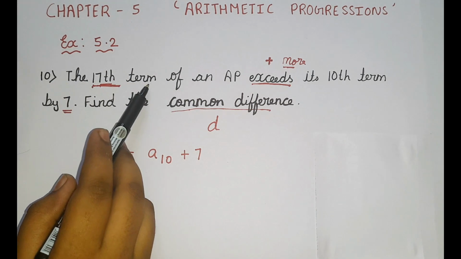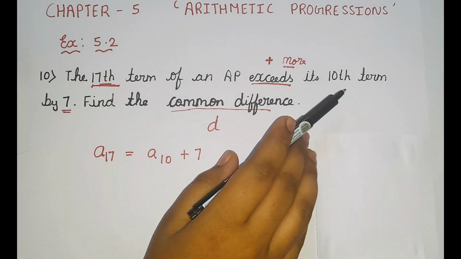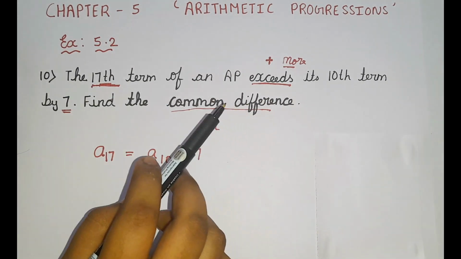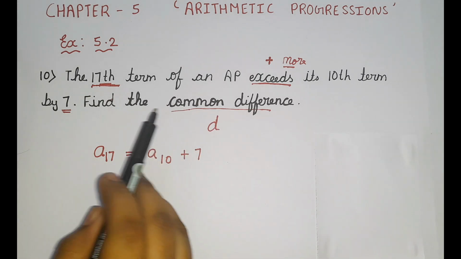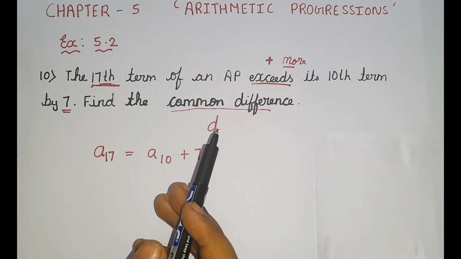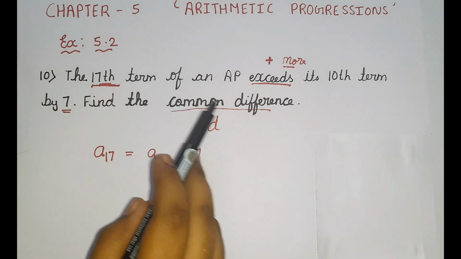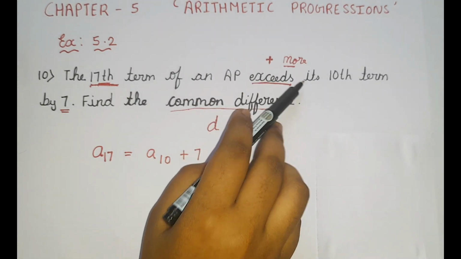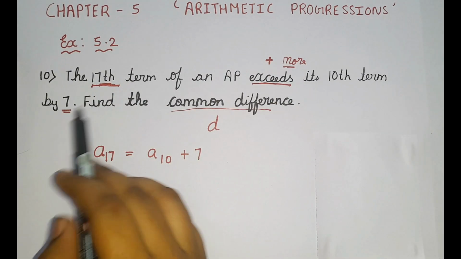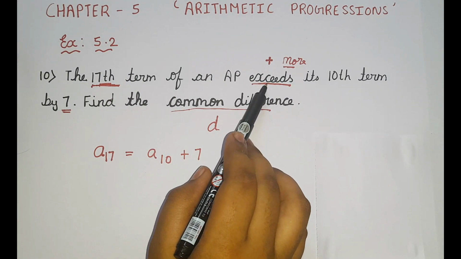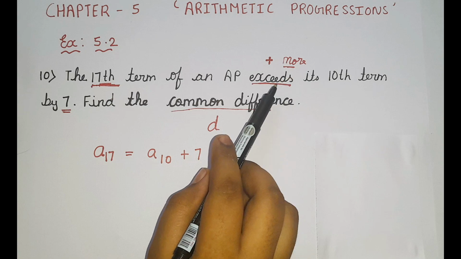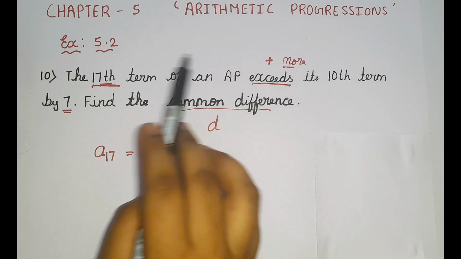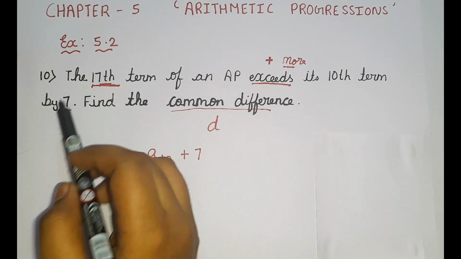Now let us understand this question properly. The 17th term of an AP exceeds its 10th term. What does it mean? The 17th term is more than the 10th term. Of course you know in normal numbers, which is the greatest number, 10 or 17? The greatest number is 17. That is the meaning of this statement. So exceeds means more than its 10th term by 7. If you find the word exceed difficult, just use more, then it will be much better for you. So the difference between these two numbers, 17 and 10, is 7.